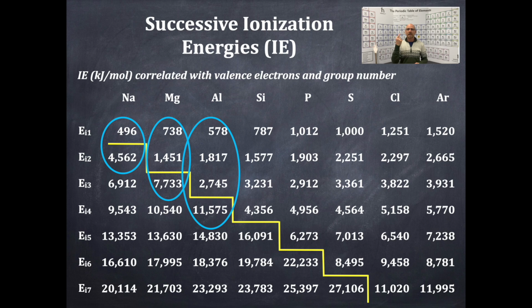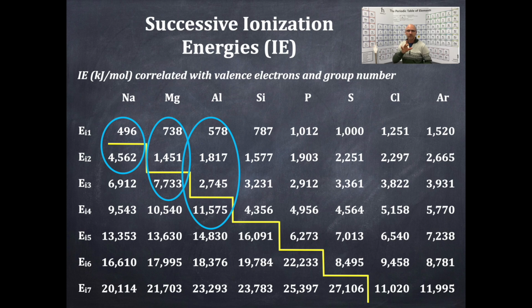So, there are 3 valence electrons for aluminum. That's why the first ionization energy is 578. That's low. The second ionization energy, 1,817. That's higher than the first, but still low. The third ionization energy, 2,745. That's still low. And then, boom! Why does it go up so high? Because that fourth ionization energy for aluminum specifically is a core electron, and you don't want to do that. No way, no how. Okay?